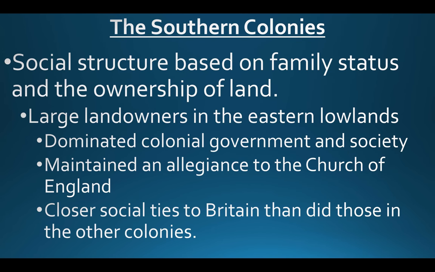Much of the social structure in the South was really based on your family status and the ownership of land. So the more land that you owned, typically the more status you were going to have in the community. And you're going to get these large landowners, really in these eastern lowlands of this area, east of the mountains and really along the coast and along what's known as these tidewater areas of the South. And you're going to basically have these people really dominating the colonial government and the society at this time. These people are going to maintain an allegiance to the Church of England, right? The Anglican Church we'd been talking about.